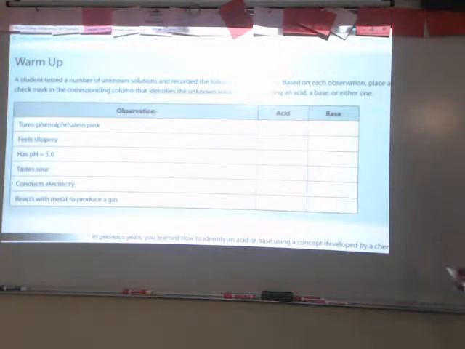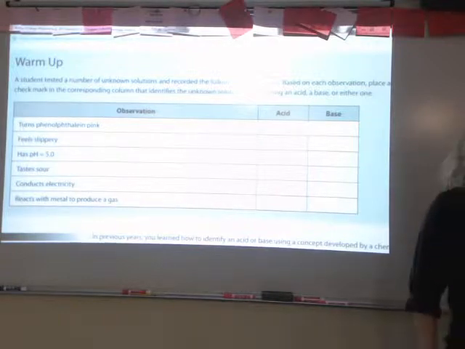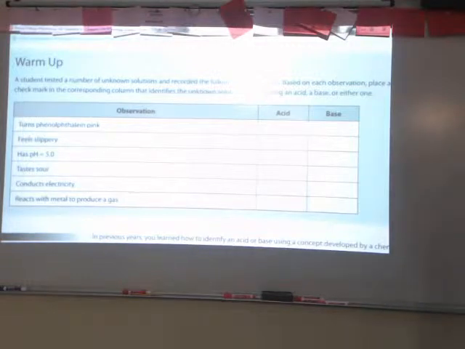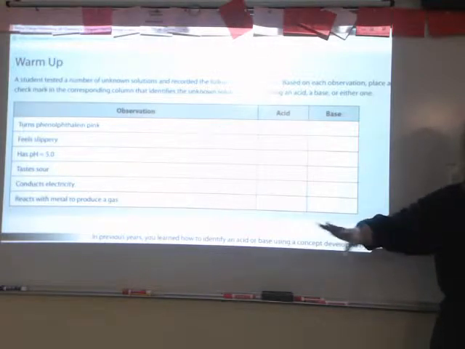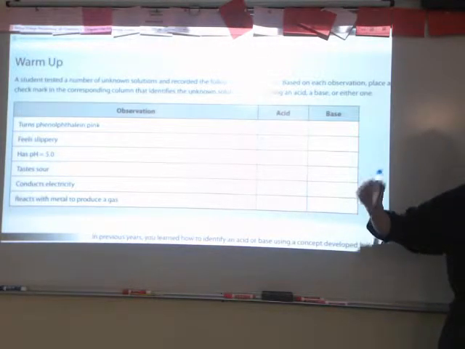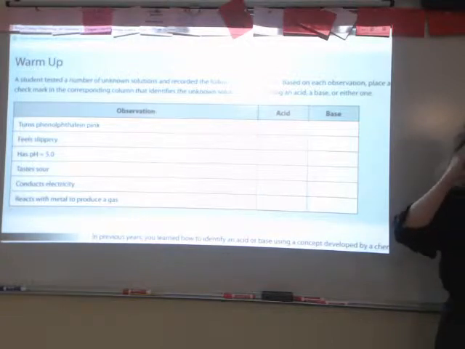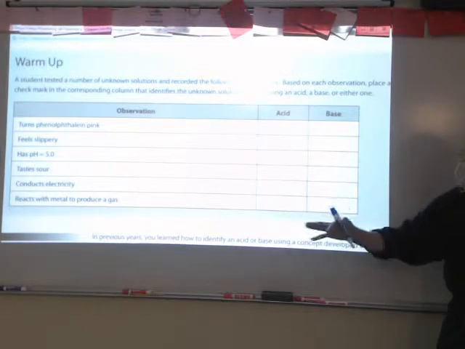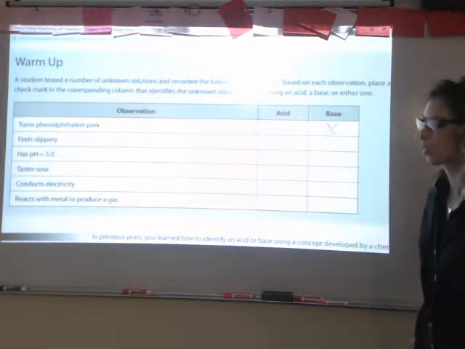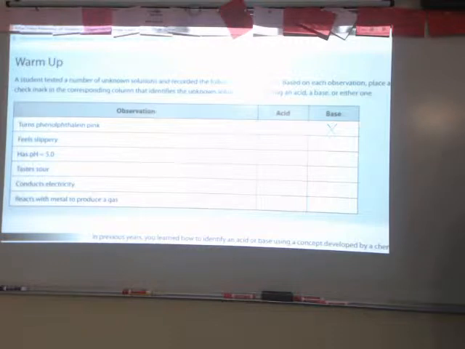Based on each observation, place a check mark in the corresponding column that identifies the unknown solution as containing an acid, a base, or either one. First one, it turns phenolphthalein pink. Yeah, remember when you added phenolphthalein drops to an acidic solution, it was just clear, right? There was no color. But then as you were adding sodium hydroxide to it, when you were titrating it in the fall, it suddenly turned faint pink, and then it turns hot pink. Okay, so that's what happens when you become slightly basic.